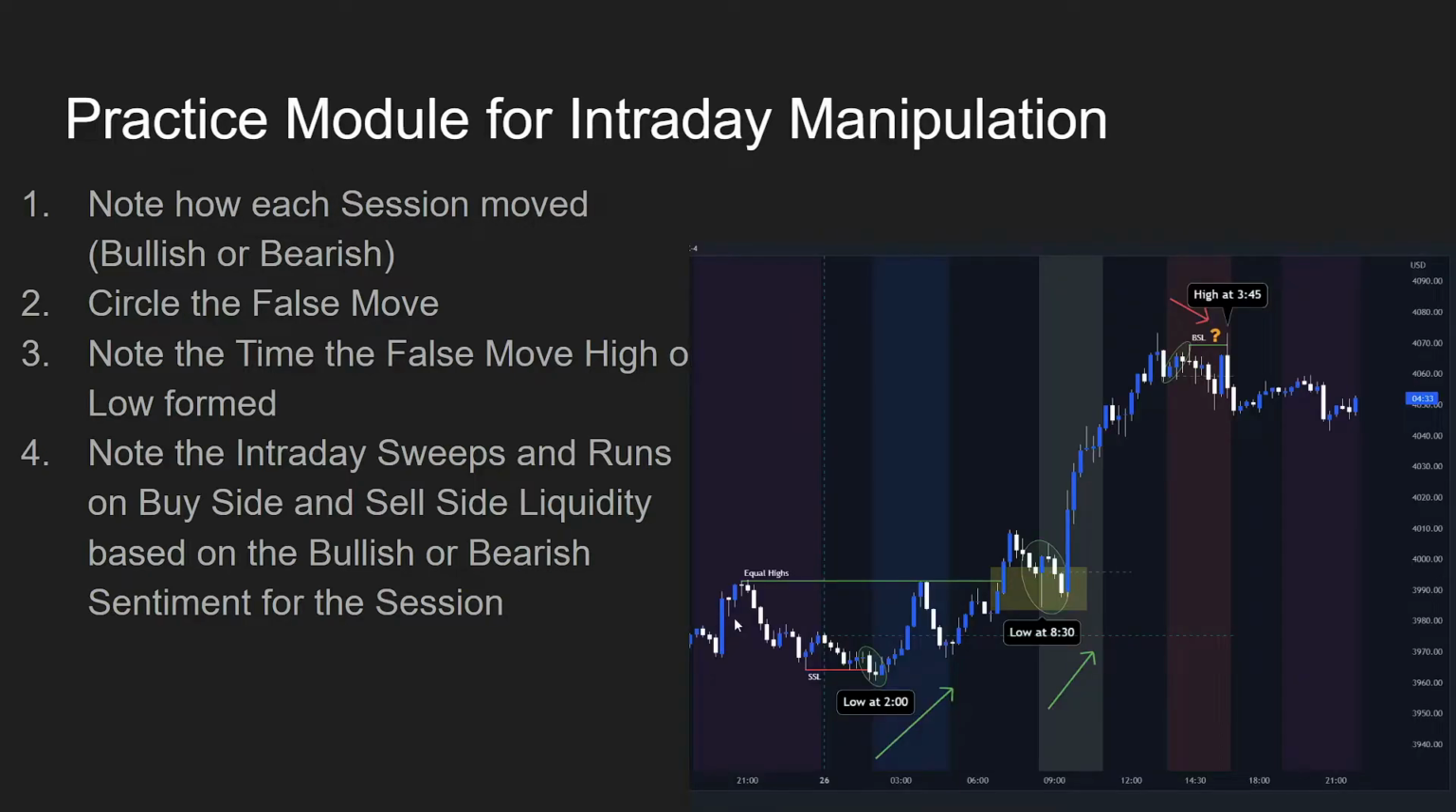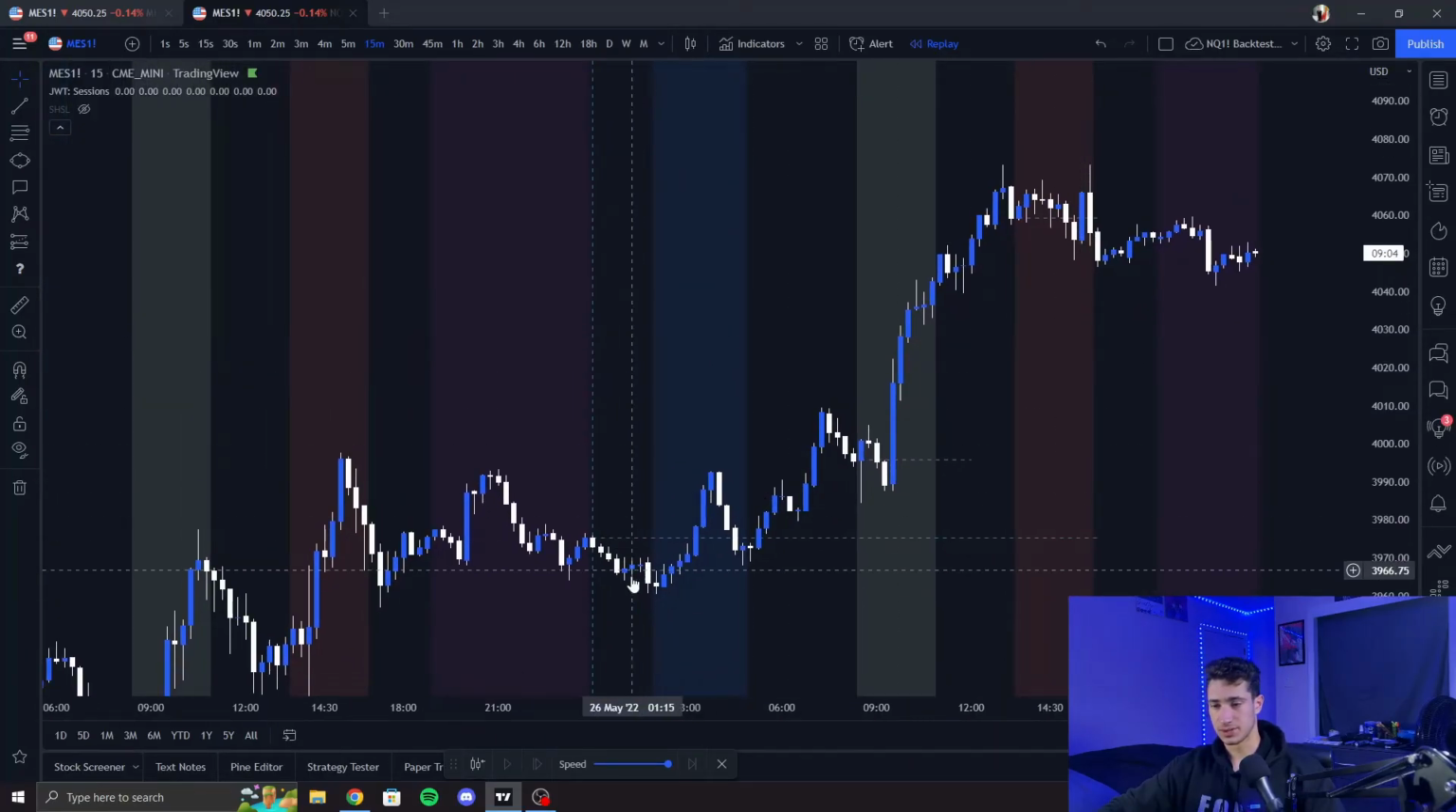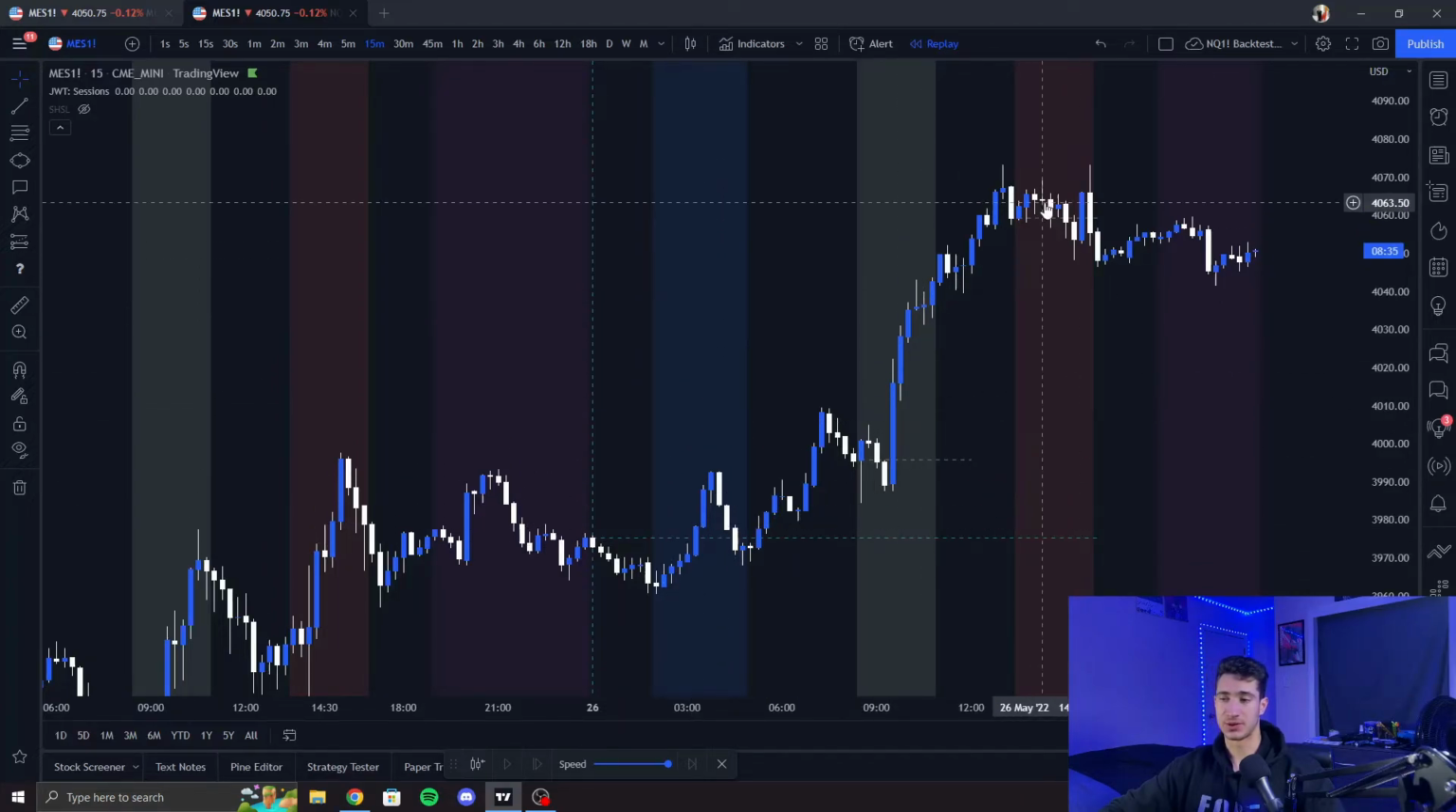So here's an example of how you would mark the practice module. We're actually going to go straight to TradingView, and I'm going to show you this example in real time of how you would do it. Okay, so we're on TradingView. Today is the 26th of May, and that's what this price action is. And we're only going to go over the London AM, the New York, and the London close or the PM session. We're not going to go over the Asian session because we don't trade the indices Asian session. Remember? We went over this.